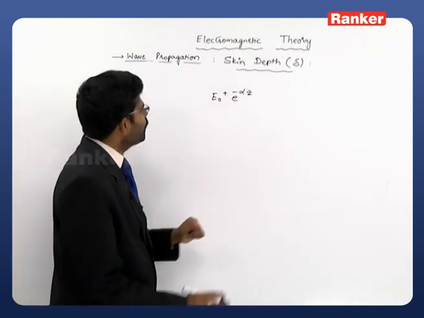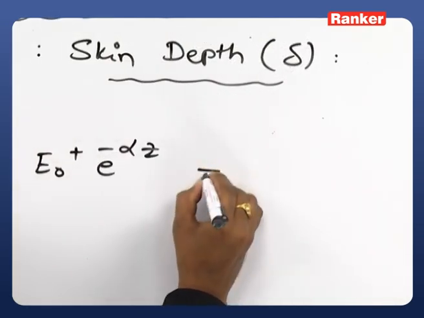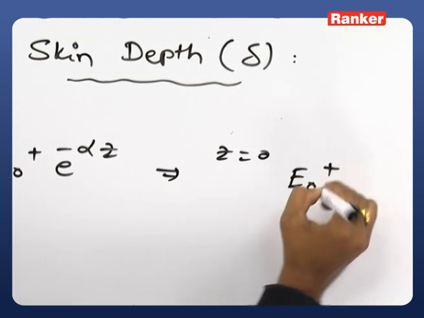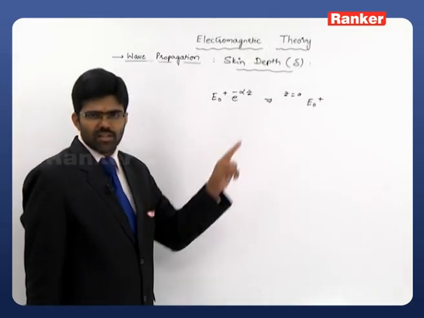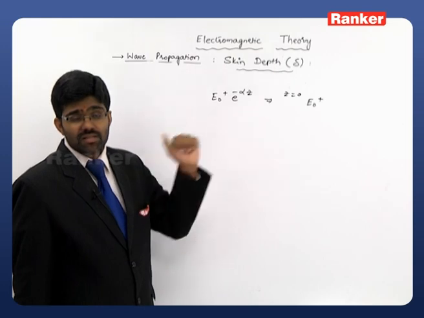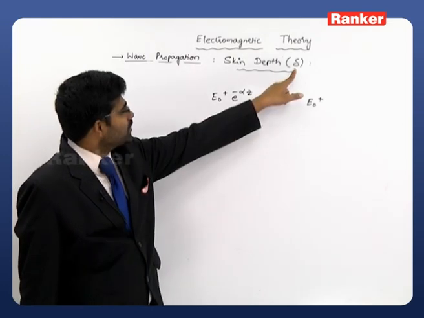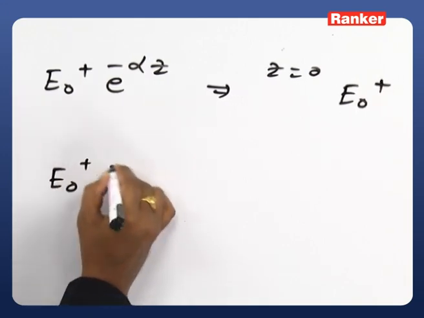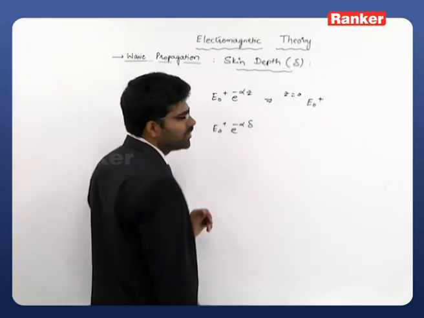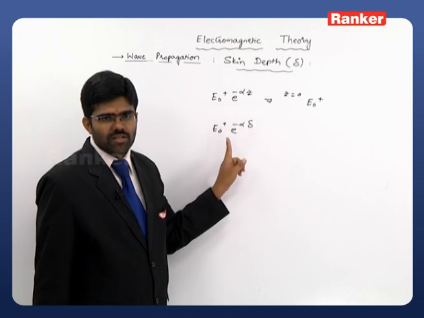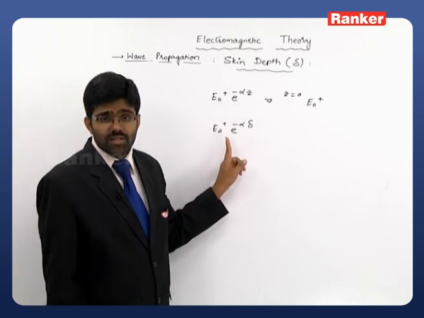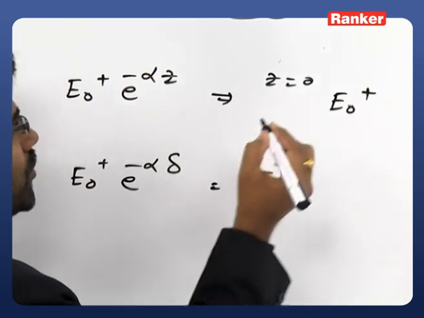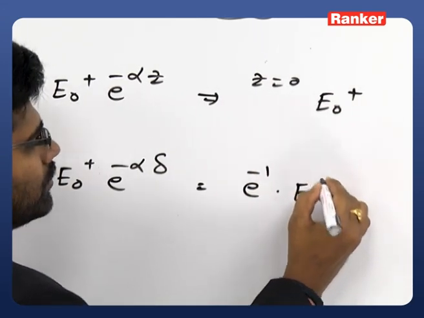What is the initial value? Initial value means at z equals 0. The initial value is just E0+. Now how much distance has it traveled? For distance delta, the signal becomes e^(-α·δ). This much distance it has traveled. After traveling that much distance, the value is e^(-1) times the initial value.